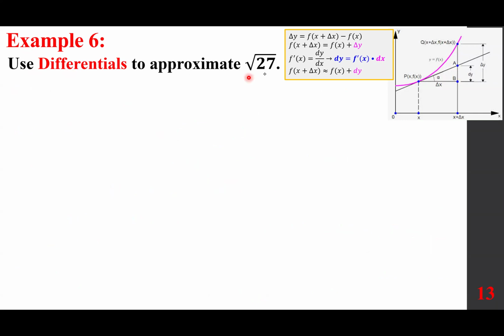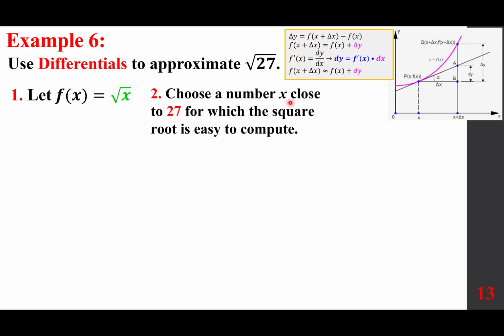Now, for example 6, use differential to approximate square root of 27. So the very first question is, okay, what is the function here? Read, it says square root of 27. So what operation? The operation of square rooting, therefore, f of x is square root of x. The second step is a number. Choose a number x close to 27 for which the square root is easy to compute. The closest number to 27 that you can take a square root of easily. Anyone? What would be the closest number to 27? 25, because square root of 25, we all know it's 5.